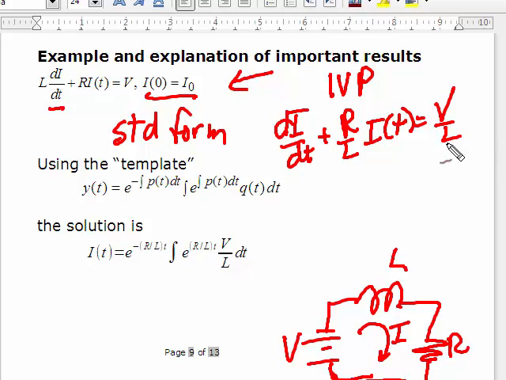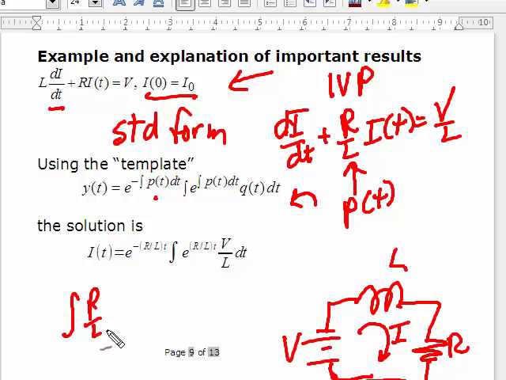It might seem wrong to you to say, why would I divide voltage by inductance? But you just do it to get the solution. Now I can identify the P of t that I need, and then I can use this sort of template right here. P of t is R over L. So here's the R over L.